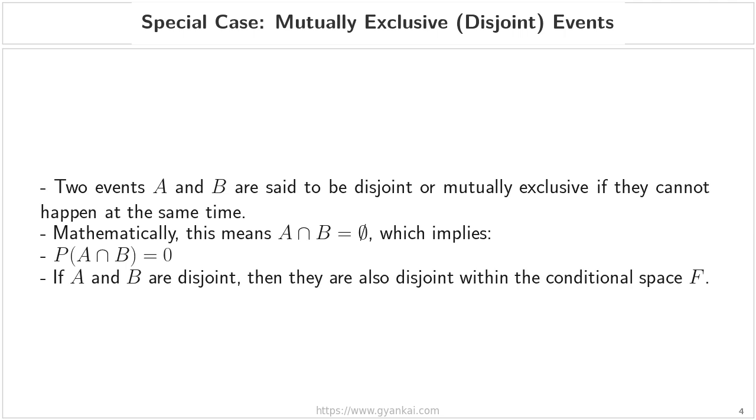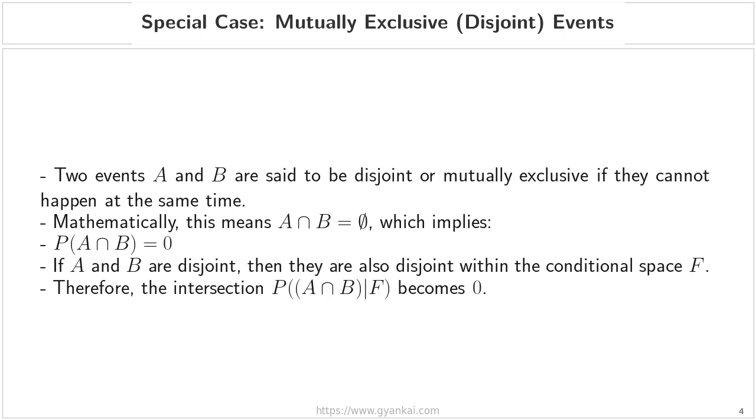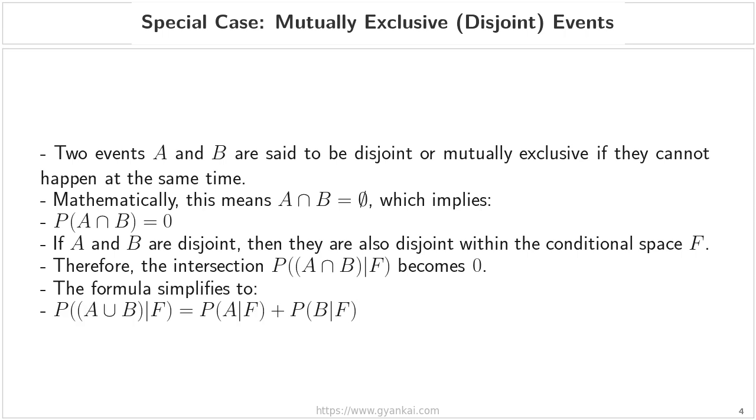Now, here is the key connection to our current topic. If events A and B are disjoint in our original sample space, they remain disjoint even when we restrict our focus to the conditional space, F. Because there is no overlap, the probability of the intersection of A and B, given F, also becomes 0. This is great news for our calculations because it simplifies our formula significantly. Instead of having to subtract that intersection, as we saw in the previous slide, the formula simplifies to just the probability of the union of A and B, given F, equals the probability of A given F, plus the probability of B given F. It's as simple as that.